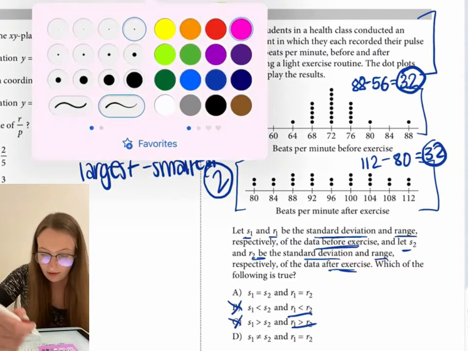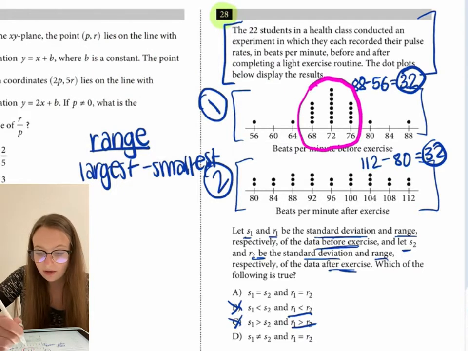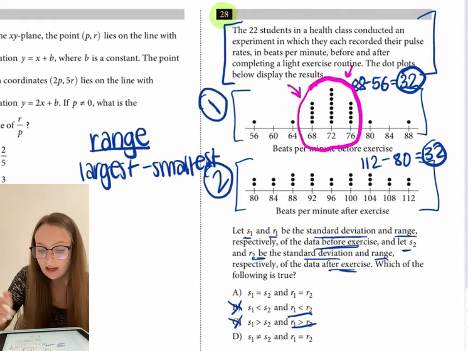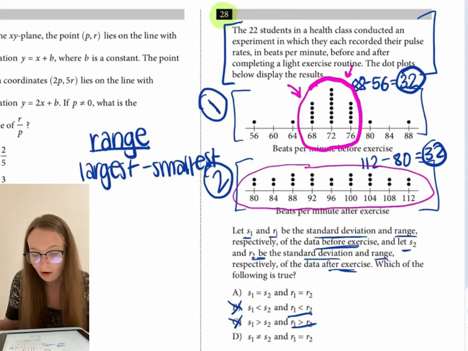Alrighty, so let's go in pink. So we can see in data set 1, the standard deviation is going to be smaller because the data is all clustered about the center right here. But in data set 2, the data is very spread apart. It's not clustered or centered around any one particular area. So that means then that set 2 has a standard deviation that is higher than that of set 1.